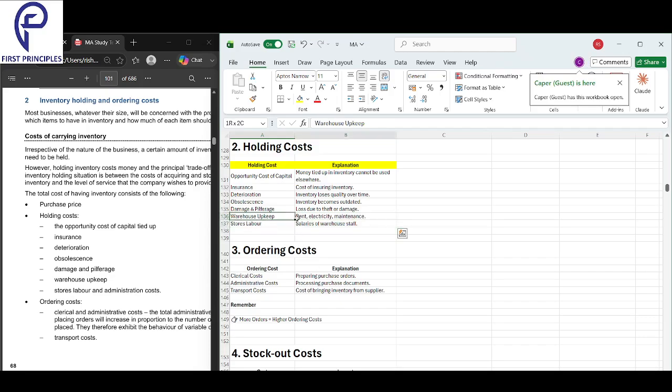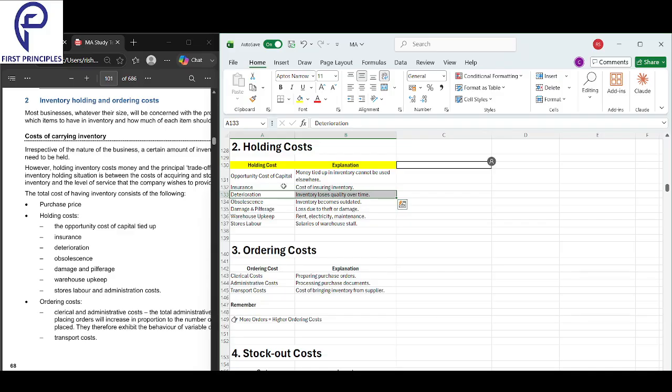Warehouse upkeep, rent, electricity, maintenance of the warehouse. There will be theft or damage. That is again a loss. Inventory becomes outdated because new inventory has come. This happens in fashion. Deterioration. With time, inventory loses its quality. Insurance, you'll have to pay for the insurance as well.